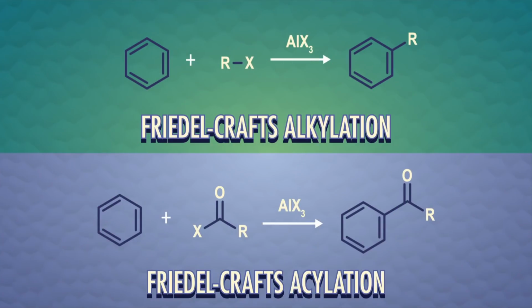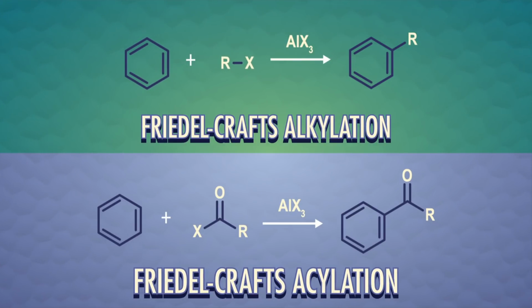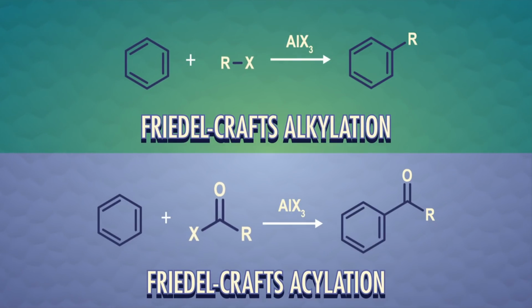In episode 37, we met a specific kind of EAS called Friedel-Crafts reactions, and we used them to add alkyl and acyl groups onto a benzene ring. Both reactions use an aluminum halide as a catalyst, commonly aluminum chloride. In Friedel-Crafts alkylation, an aromatic ring is reacted with an alkyl halide. And in Friedel-Crafts acylation, we use an acyl halide. Like we've said before, these reactions are an important part of an organic chemist's toolbox.